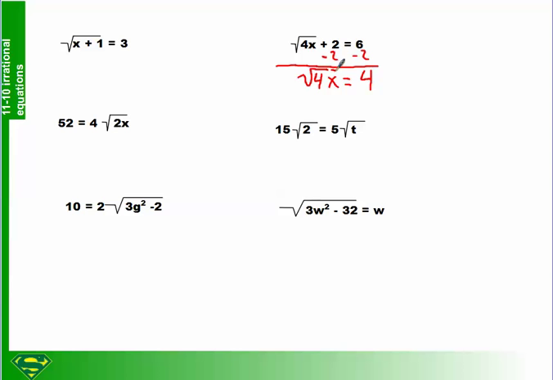Well, what's the opposite of square rooting? Squaring. So the square root of 4x squared is 4x. 4 squared is 16. So what's the opposite of multiplying x by 4? Let's divide by 4, divide by 4. So x is equal to 4. Again, not too bad.